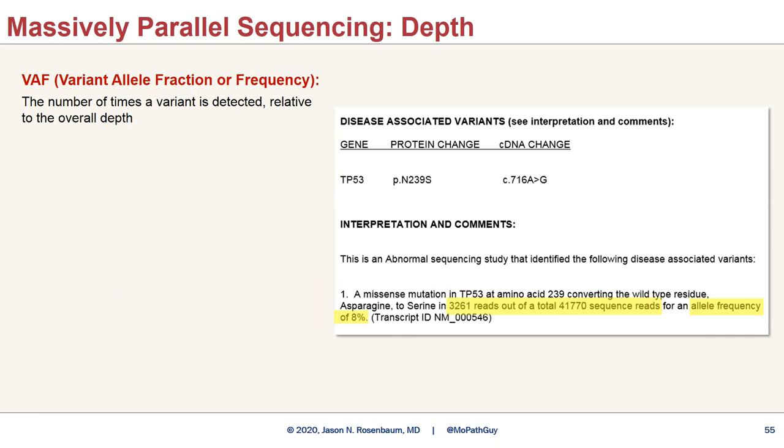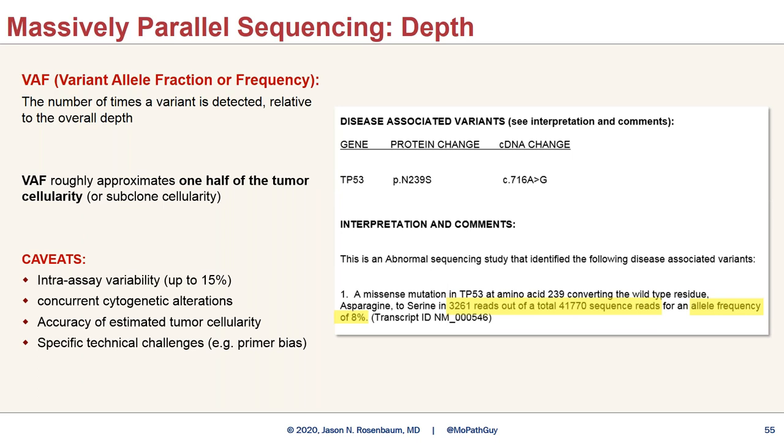The VAF roughly approximates one half of the tumor cellularity. People often take that to be more true than it is, though. There are some huge caveats, one of which is that, as I mentioned before, these assays are statistical in nature in a lot of ways. And so there's much more intra-assay variability on these assays than there is in most laboratory technology, for example, a cholesterol or a calcium.